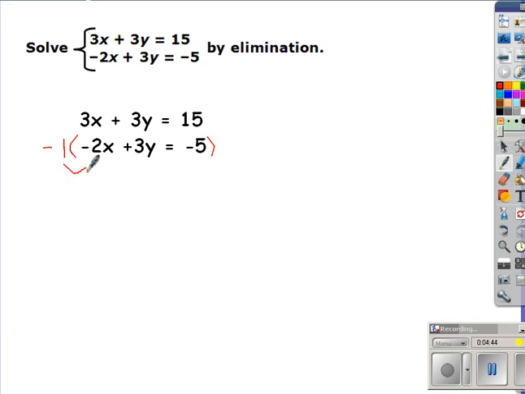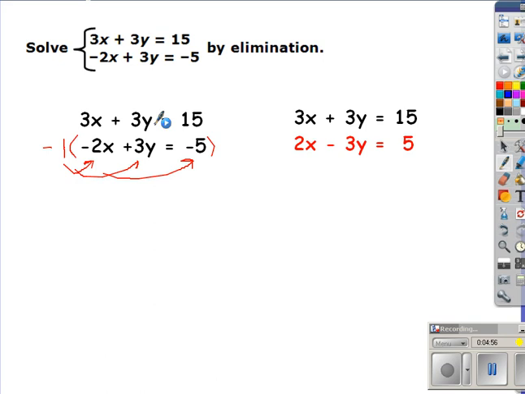If I distribute through the parentheses here, remember you have to multiply everything by negative 1. I end up with 3x plus 3y equals 15. I didn't change that first equation. And negative 1 times a negative 2 is a positive 2x. Negative 1 times a positive 3y is minus 3y. And negative 1 times negative 5 is a positive 5.